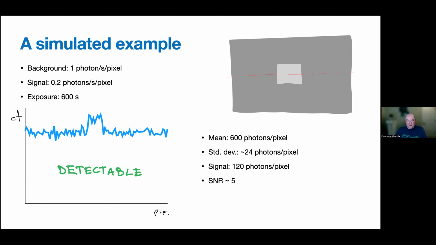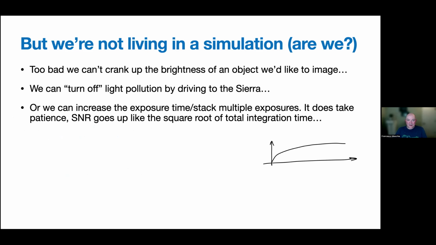Now, this is great, but we are not in this simulation, right? It's in reality. It's too bad that we cannot just crank up the brightness of an object that we would like to image, just like I did in the simulation. What we can do is to change the other element of the signal to noise ratio. We change the number below the fraction sign.